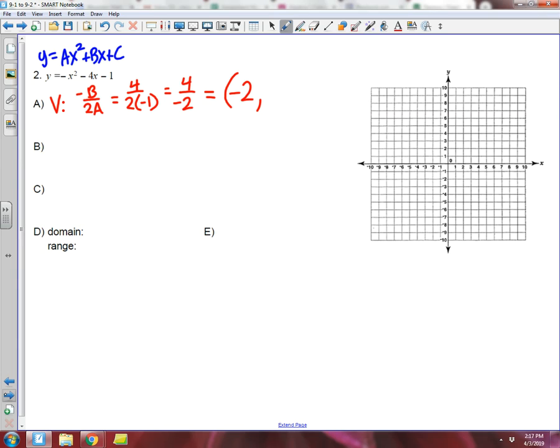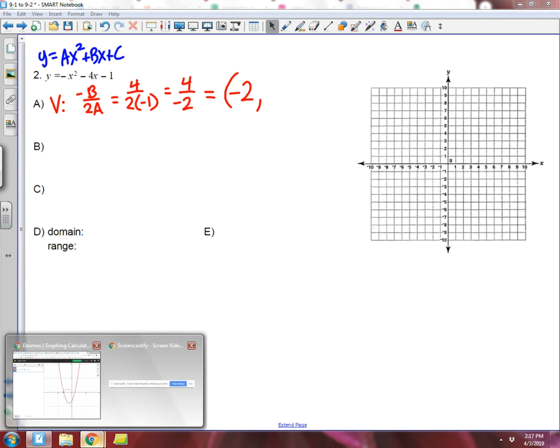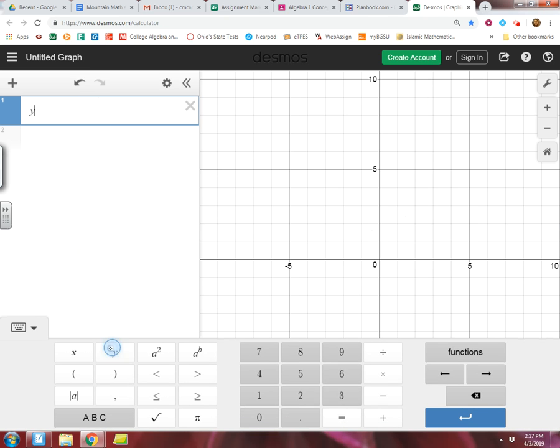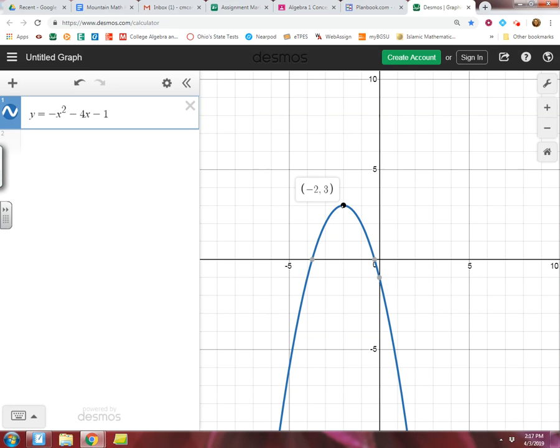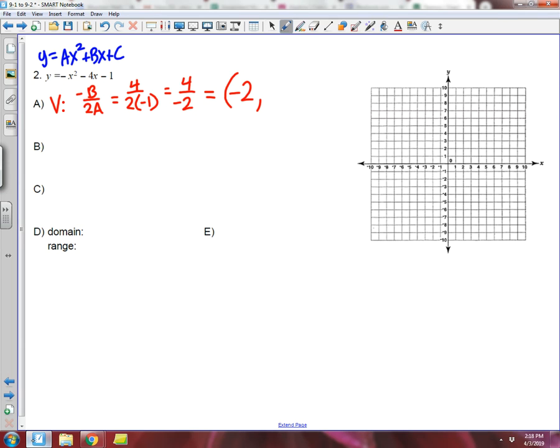Wonderful. So that is the x coordinate for my vertex. Now you're going to type in your equation, and we're going to see what we come up with here. And I will need somebody to read that back to me, please. Okay, so is this a parabola? Yes, it's just upside down this time. Where's your vertex? Right there. -2, 3.